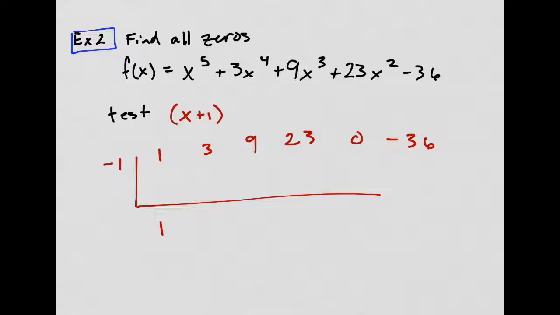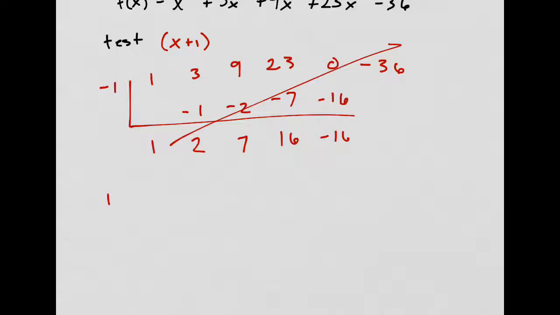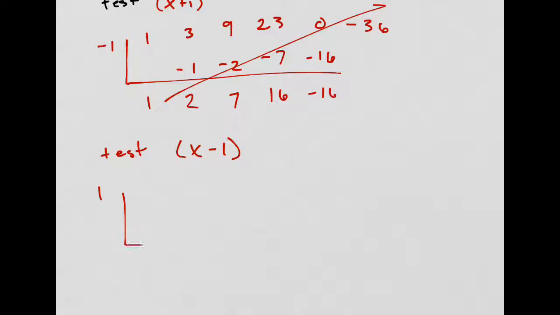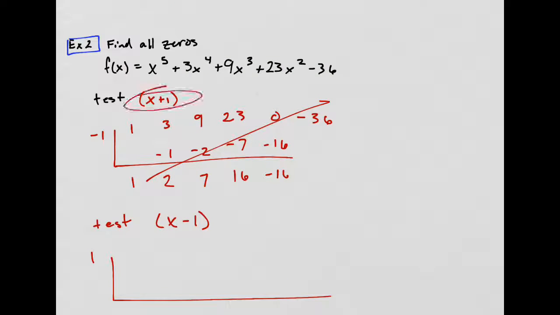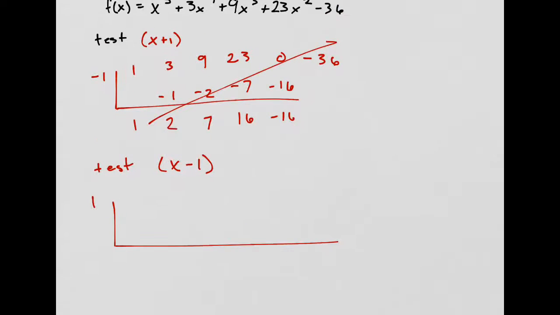Check every time. 1, negative 1, 2, negative 2, 9, 8, 7, positive 7, 23, 22, 21, 20, 19, 18, 17, 16, negative 16, negative 16, positive. That's not going to work. Okay, test, let's see, x minus 1, which will give me a positive 1 there. So this one I never have to try again because I already knew it didn't work.